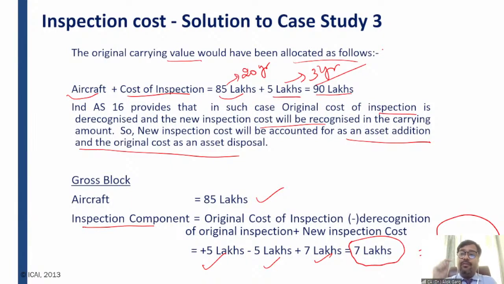But here, if on day one I am aware that I need to go through a major inspection over a period of 3 years or 5 years, of course I need to allocate the cost and depreciate that cost over that period only. And practically, Air India, Indigo Airlines, Vistara Airlines are doing this, right?